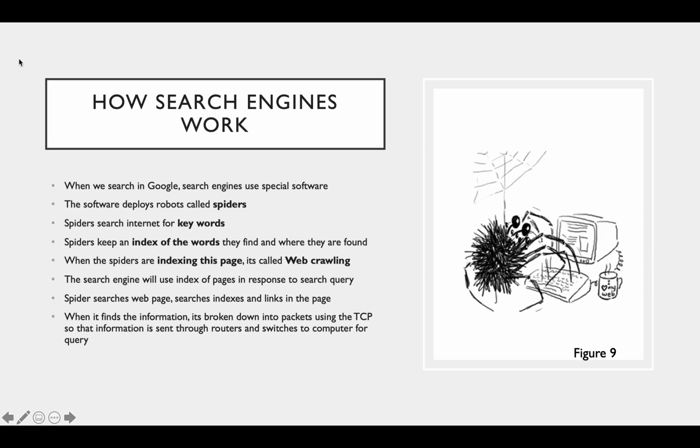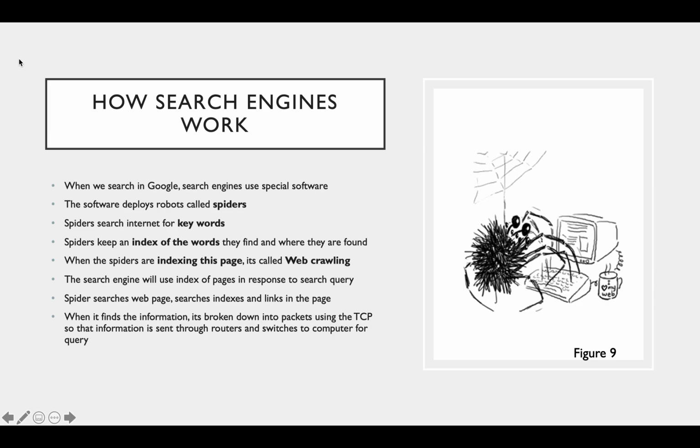How do search engines work? When we search in Google, we are using a search engine, like Google or Bing.com. There is software that deploys robots called spiders. So when you're typing something, picture a little spider in the Google web, let's call it. They're going to look for keywords of what you've said. They're going to keep an index of those words that they find. This is called indexing of the page, also known as web crawling. And once they've found enough of exactly what you're looking for, they'll present it to you.